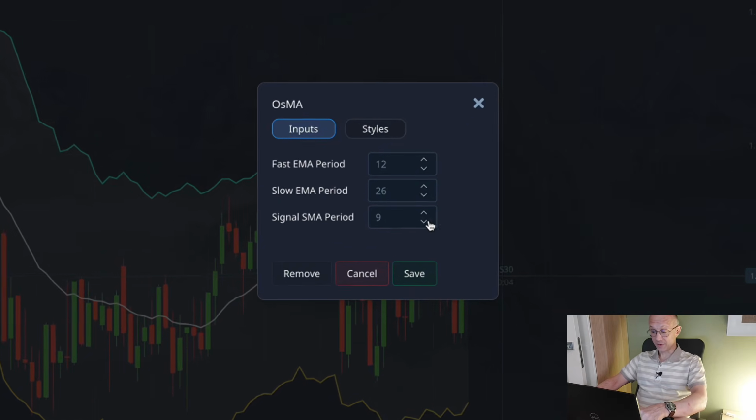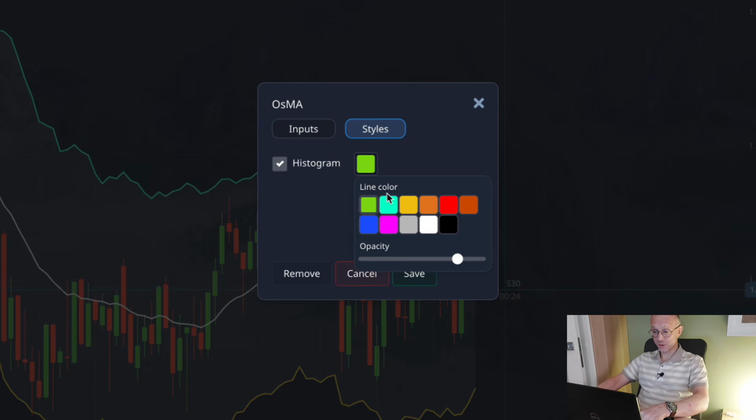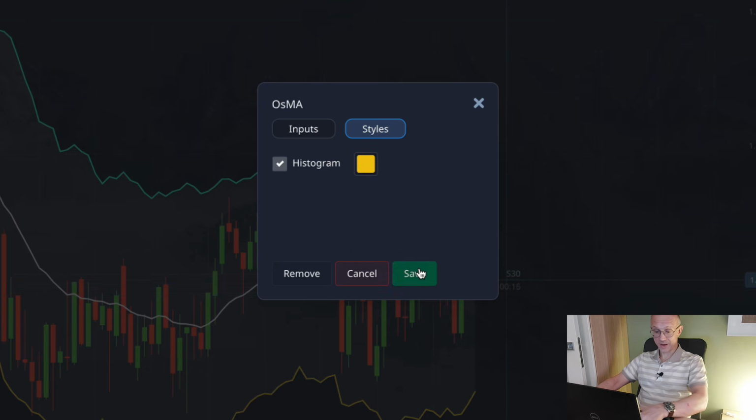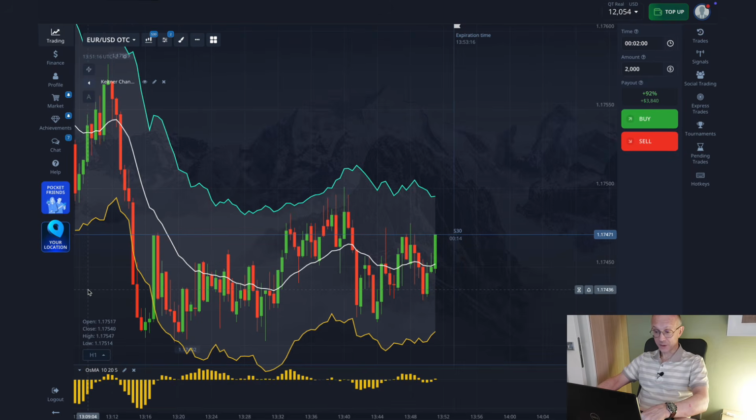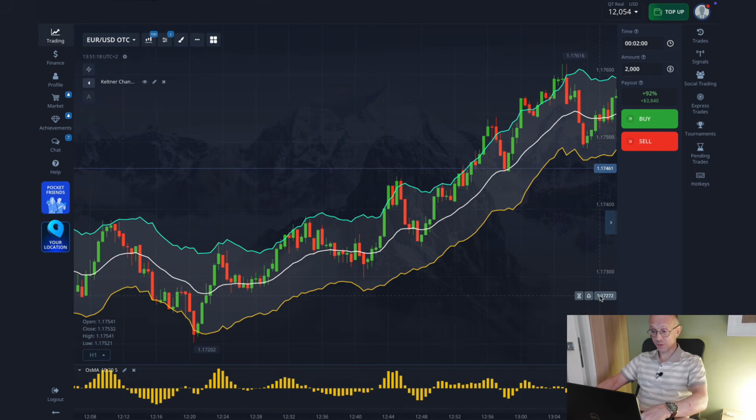Next we configure the OSMA. Let's set the signal period to 5. Set the fast period to 10. Set the slow period to 20. Go to Style. Let's change the color to yellow and move opacity to the right. And save. So the indicators are ready to go.